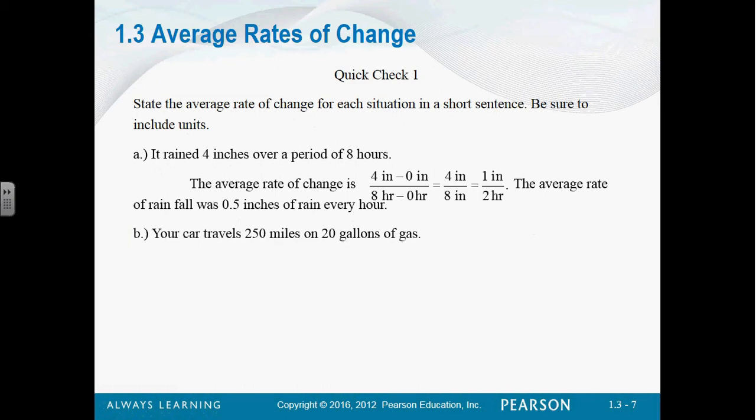A car travels 250 miles on 20 gallons of gas. What is it? Miles per gallon. Because you're going to set that up as 250 miles for 20 gallons. Okay? So, 25 divided by 2.